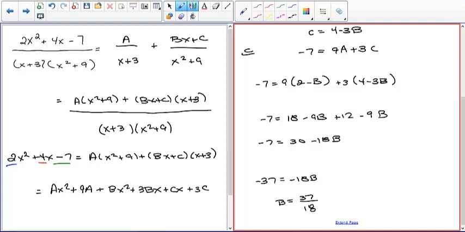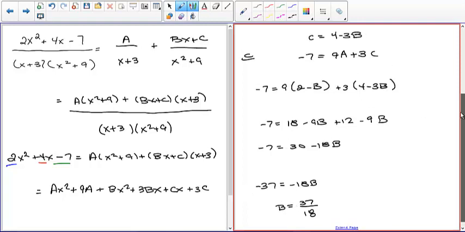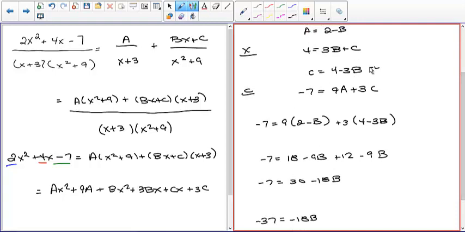Anybody get that? Anybody get my answer? B is 37/18. Okay. So you take that back and plug that in here, 37/18. That times 3 is equal to 37/6. So you've got 6 times 4, which is 24. 24 minus 37 is negative 13. So you get negative 13/6 for C, hopefully.